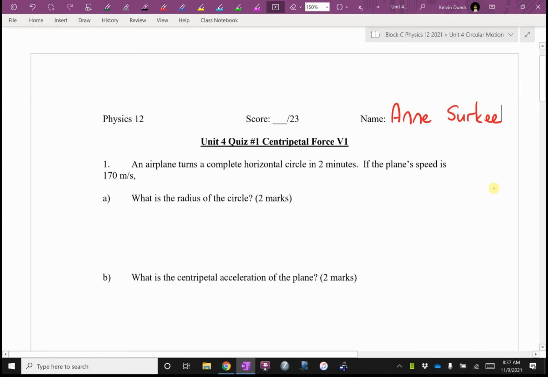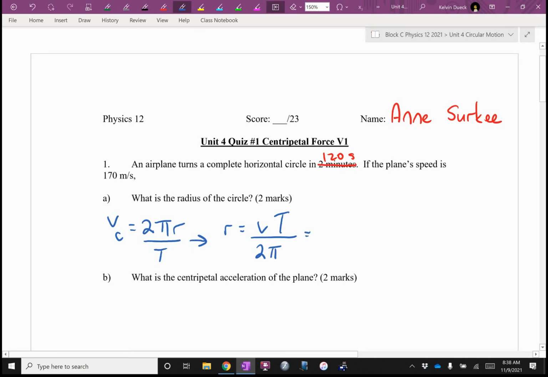What is the radius of the circle? They want me to find r. Well, I did this: 2 minutes, I said 120 seconds. If a plane's speed, oh, you know what? There is something that has speed and radius in it. I think it's centripetal speed is 2 pi r over the period. So I said, okay, I can get r by itself. R is going to be v times t divided by 2 pi.